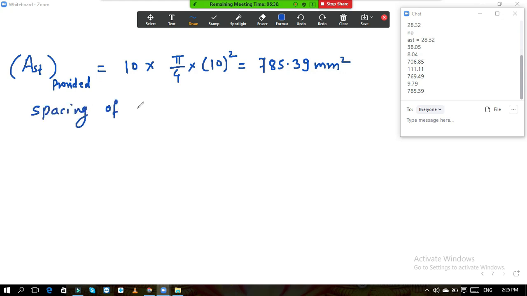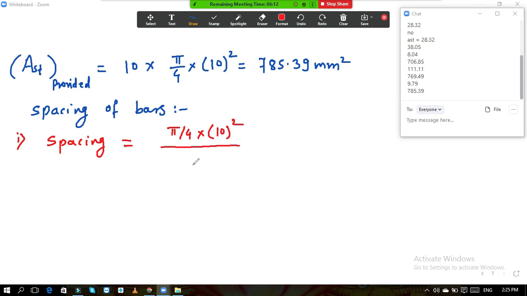Spacing of bars. Now we need to calculate the spacing. So first thing is spacing is equal to area of single bar divided by AST provided, multiplied by width, which is equal to, okay, so 100 mm center to center.